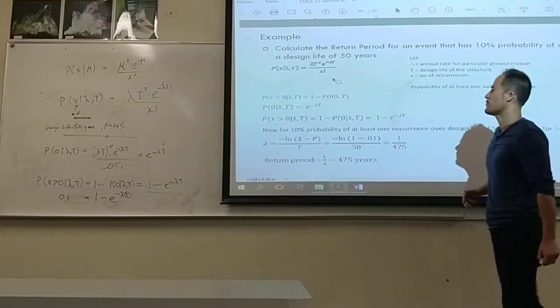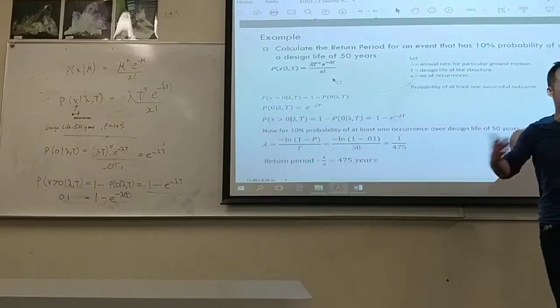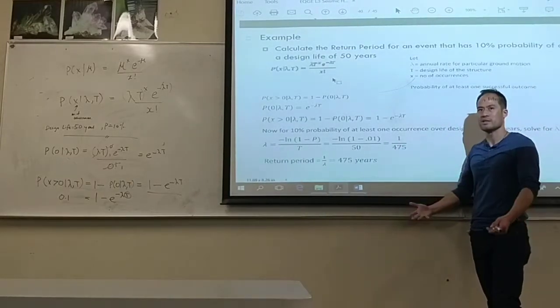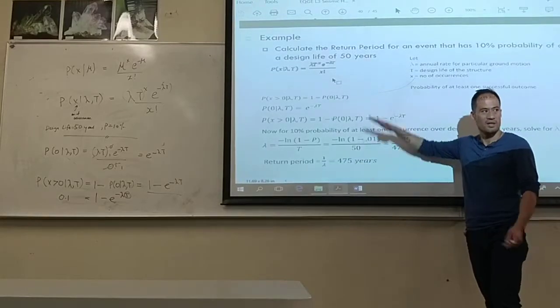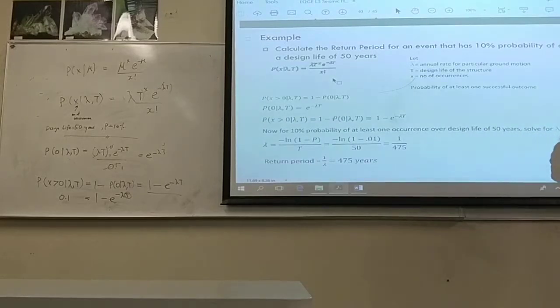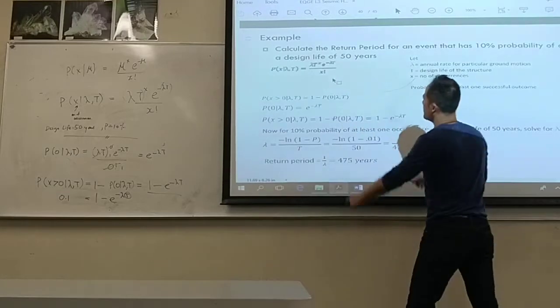But obviously, if an event occurs 4 times a year, then the return period is going to be the inverse of 4, or 0.25 of a year, right? It's going to come in every quarter of a year. Likewise, if the rate is less than 1, then obviously your return period is going to be greater than 1, right? Inverse. Okay. So anyway, just note how we got this from here, okay?